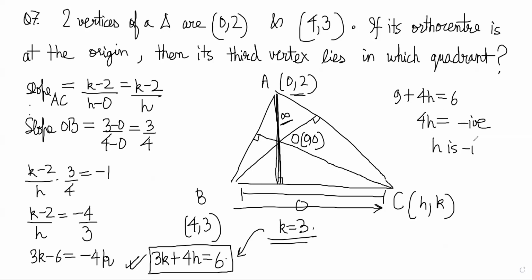H is negative. K is positive. So x is negative, but y is positive. So this is the second quadrant. So that is how we figure out this particular problem, right? Let's move on to the next one.